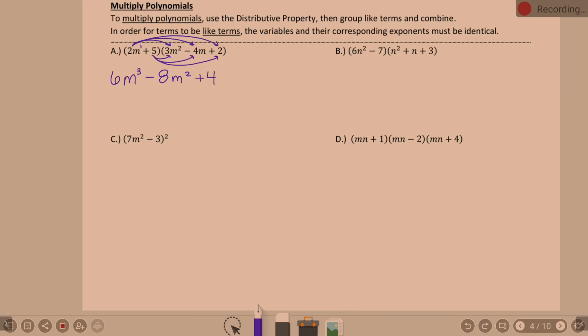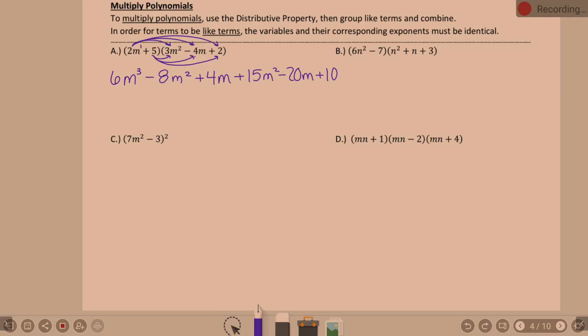is plus 4m. Now I'm going to move to the 5. I'm going to keep going. 5 times 3m squared is 15m squared. 5 times minus 4m is minus 20m. I need to start writing smaller, yes. And lastly, 5 times 2 is plus 10.